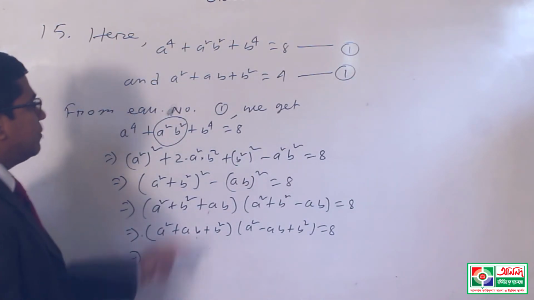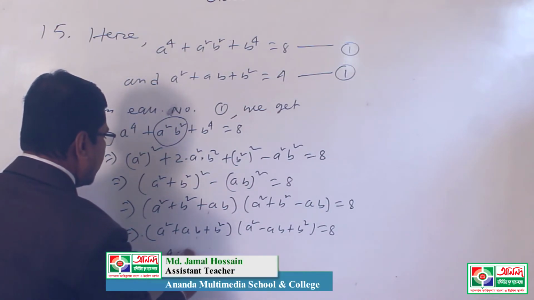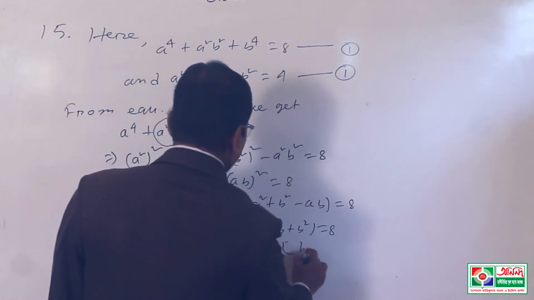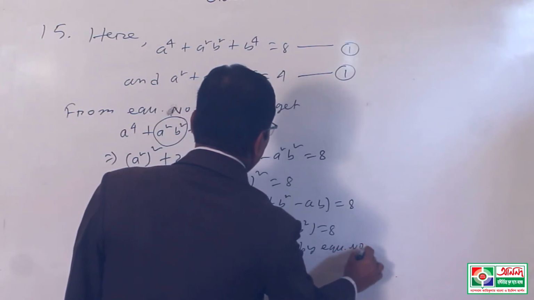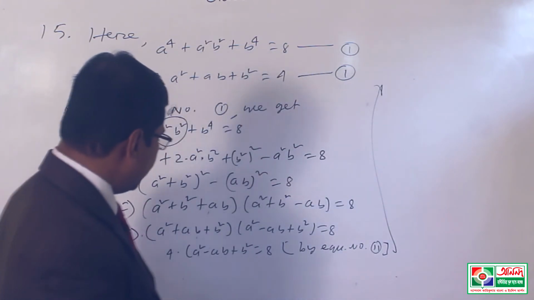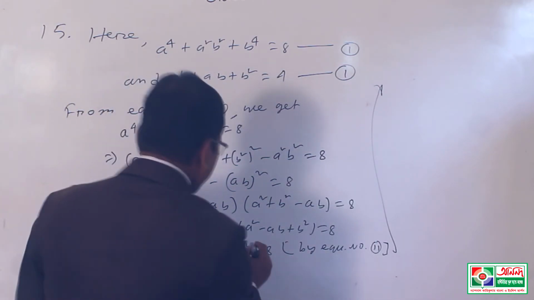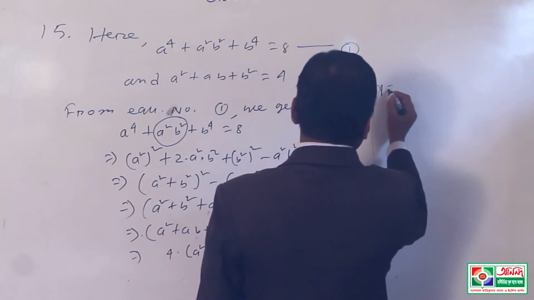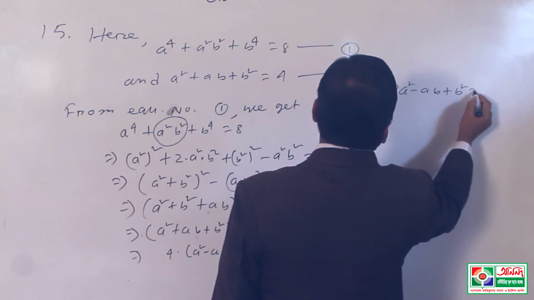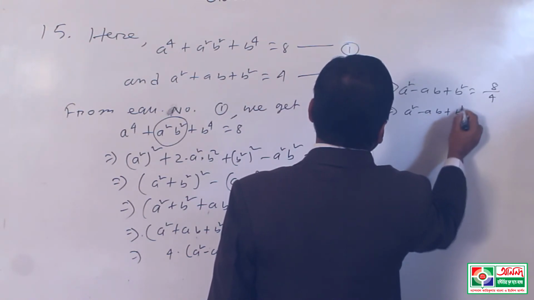Here look at the value of a square plus ab plus b square equal to 4. Now we can put the value of a square plus ab plus b square 4 and a square minus ab plus b square equal to 8. So you can write here by equation number 2. Dear students, look at I have put the value of a square plus ab plus b square. Now you can find the value of a square minus ab plus b square if we divide 8 by 4. So you can write here a square minus ab plus b square equal to 8 by 4, or a square minus ab plus b square equal to 2.